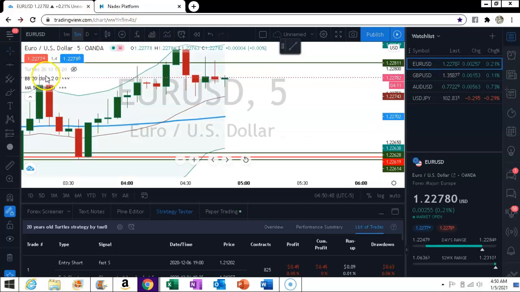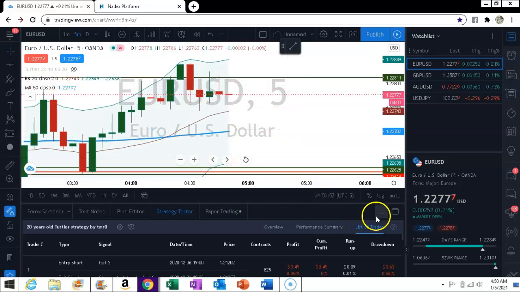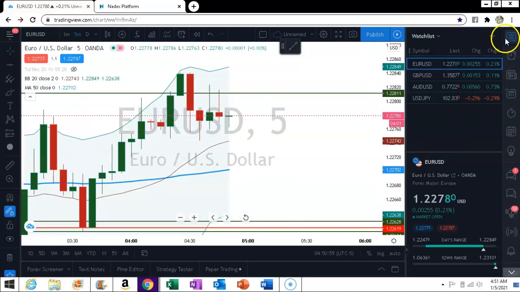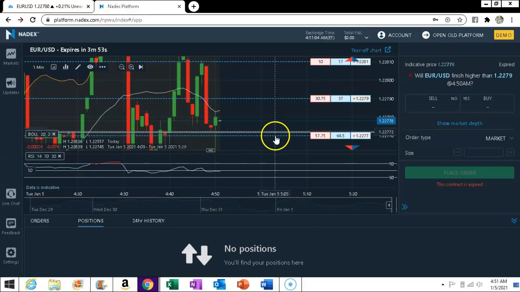I keep this chart at 5 minutes. So go back to Nadex. That's the purpose for this down here, but you don't need this. I like to have my chart open as wide as possible on Nadex.